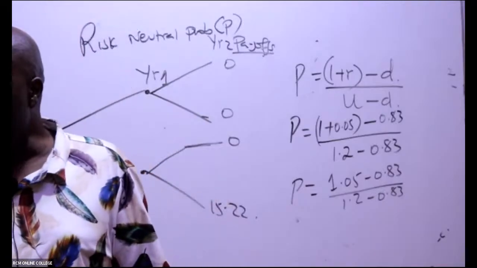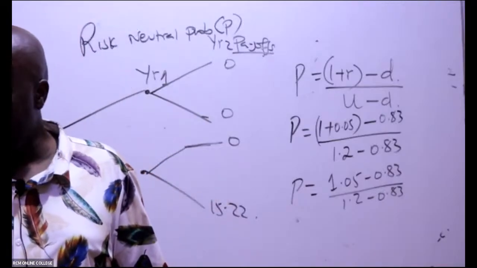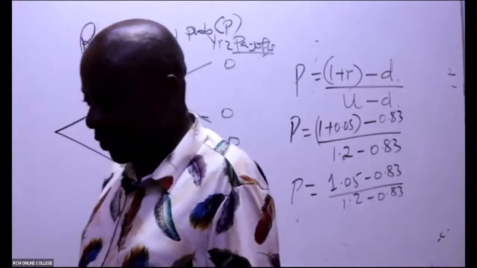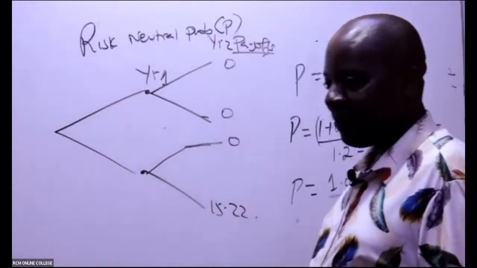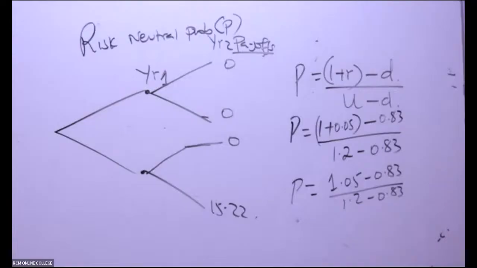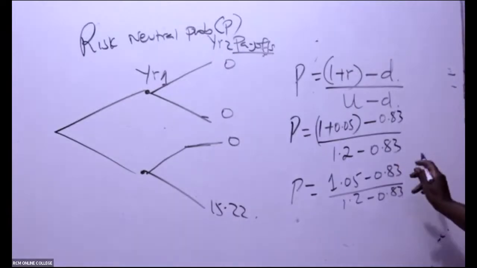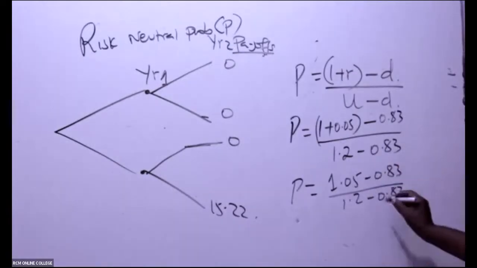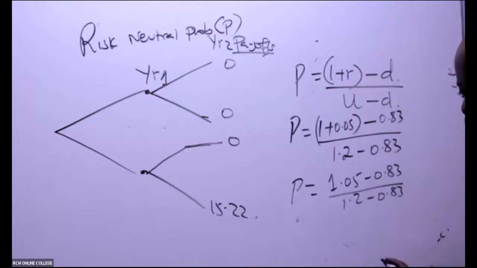I'm being given an answer of 0.59. Is that okay? All of us, are we able to get it? You get this numerator divided by the denominator.